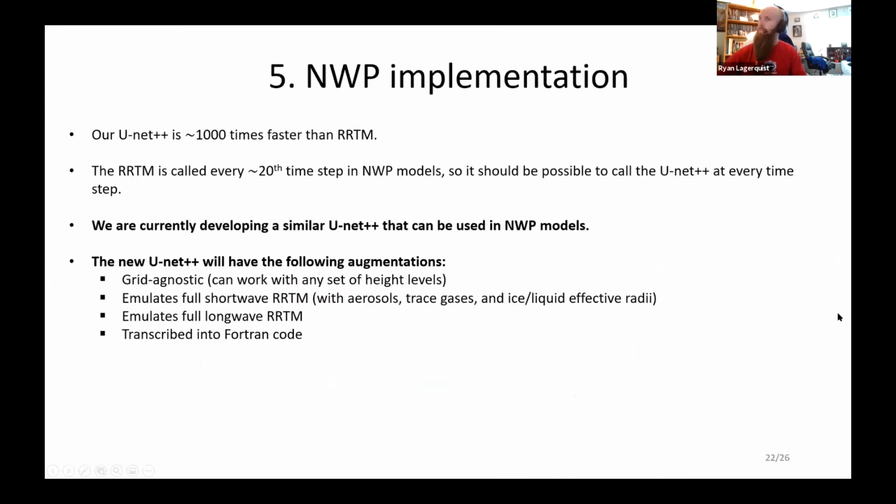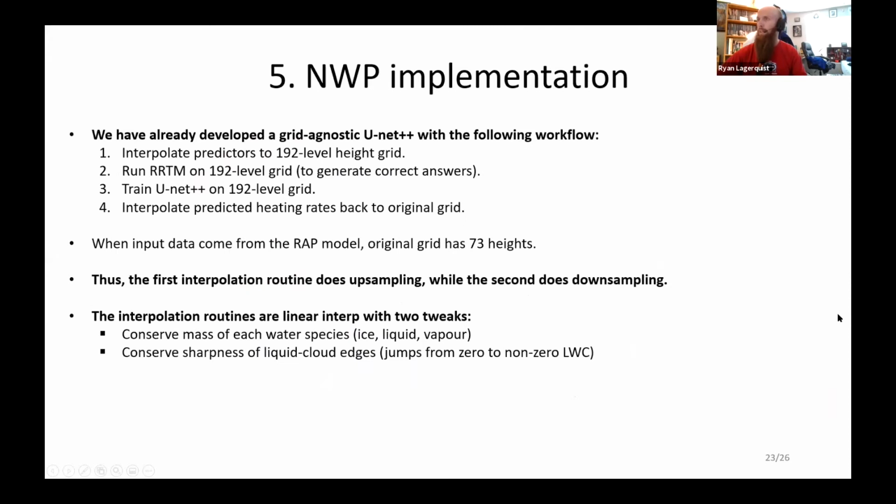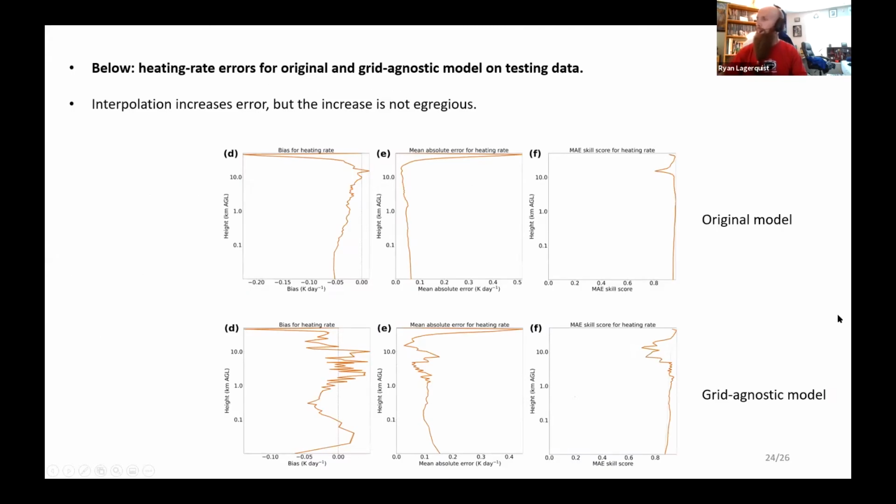So I guess I'm running out of time here. The last thing I was going to talk about is that we're eventually planning on putting a similar UNet++ into an NWP model and using it to parameterize the radiative transfer. In order to do that, we have to make the UNet++ grid agnostic.